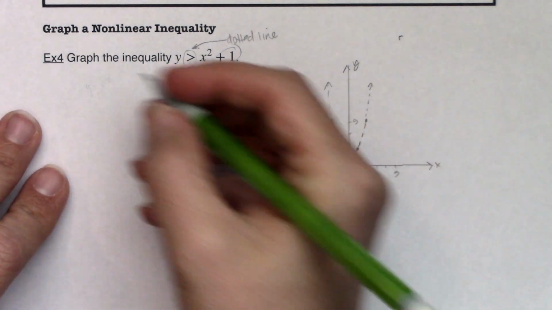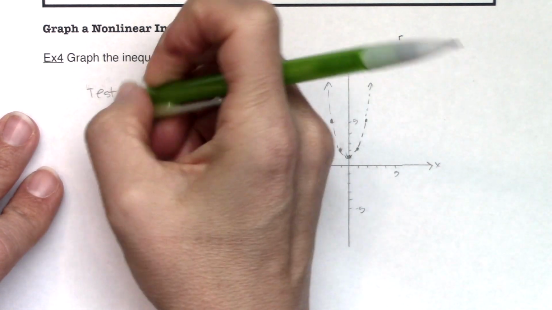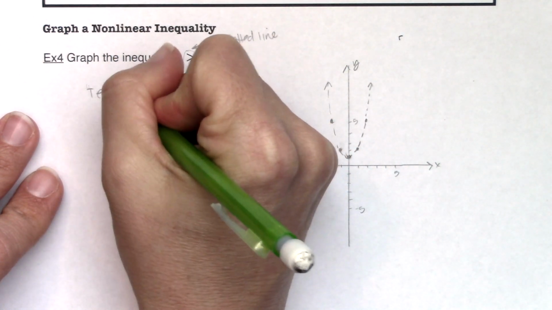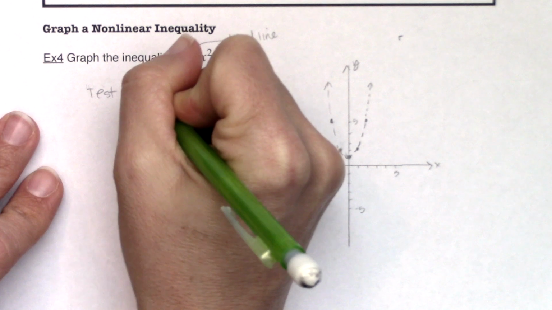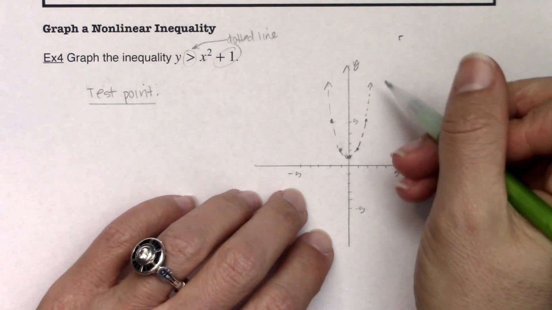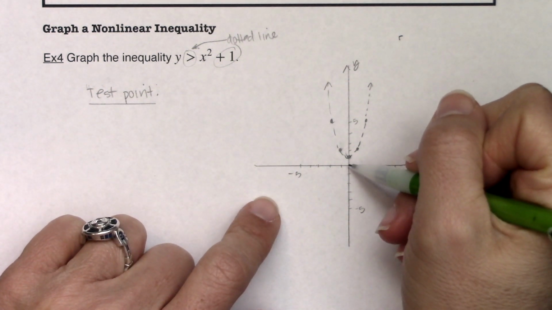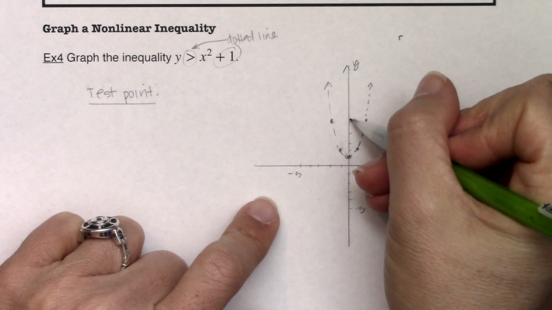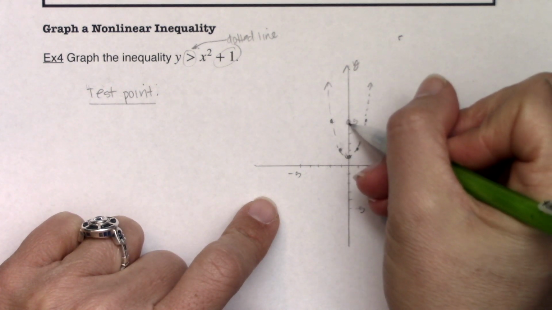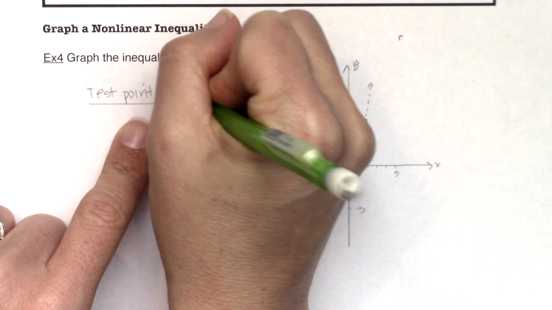All right, so I'm going to pick a test point, and I'm going to do this a couple of times just so you can see that you can pick any test point. And I mean any point. It doesn't have to be above, below, just pick some ordered pair that's not on the parabola. I'll pick 0, 5, right? It's not on the parabola. So I'm going to opt for 0, 5.